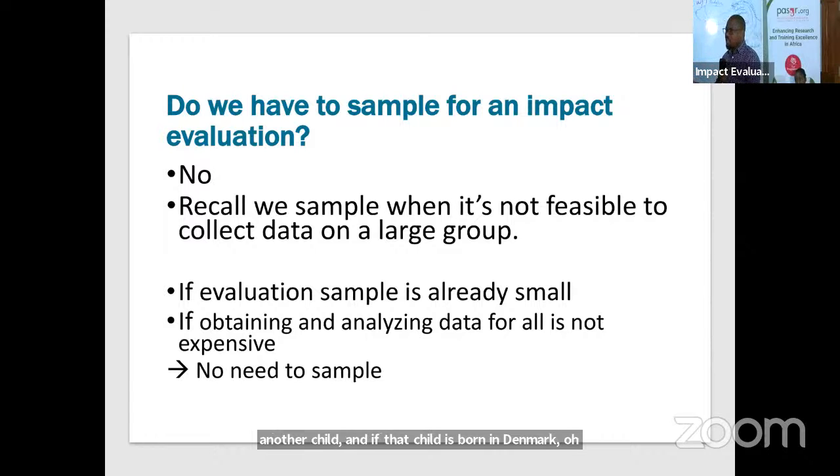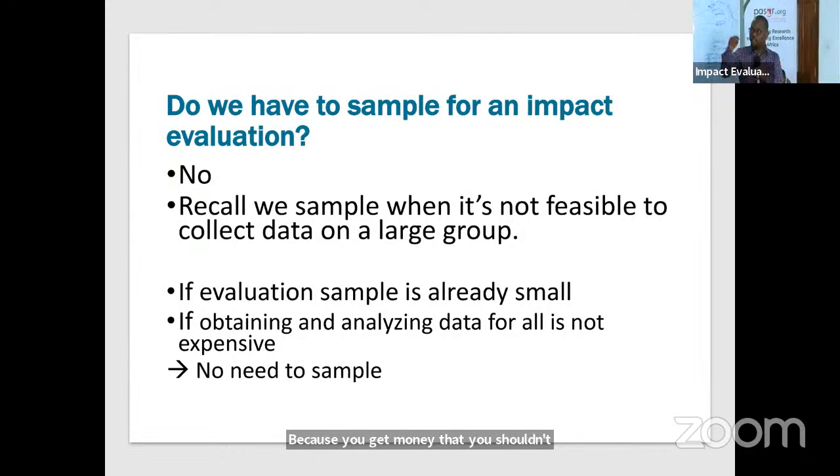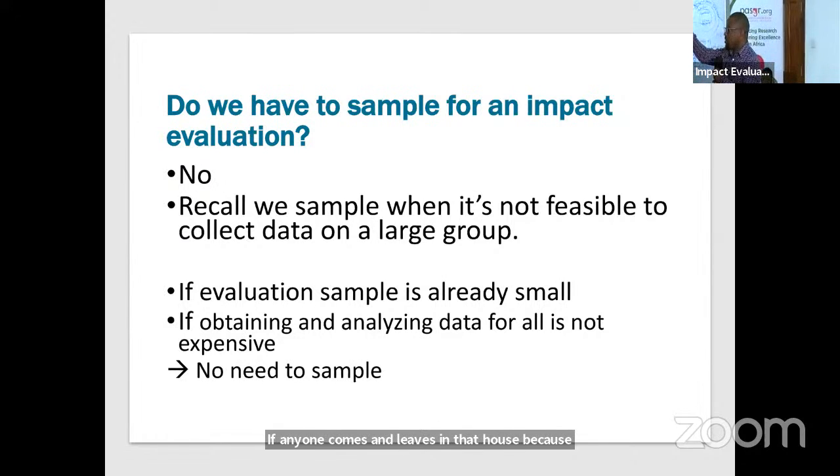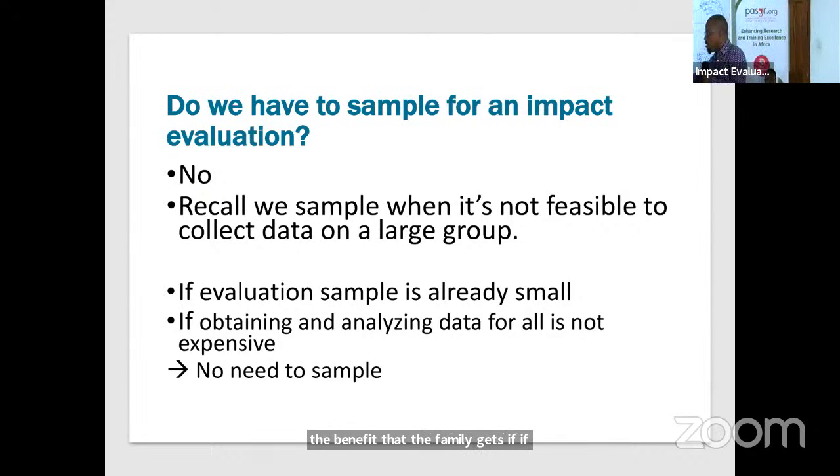Are we together? If a child leaves the country and you do not notify, it's a criminal offense, because you get money that you shouldn't receive, and they're very serious about it. If anyone comes and lives in that house, because they've already mapped it, if someone comes and stays with you, you need to notify immigration, because it affects the benefit that the family gets. If you were 3, now you're 5. You get what I'm saying?